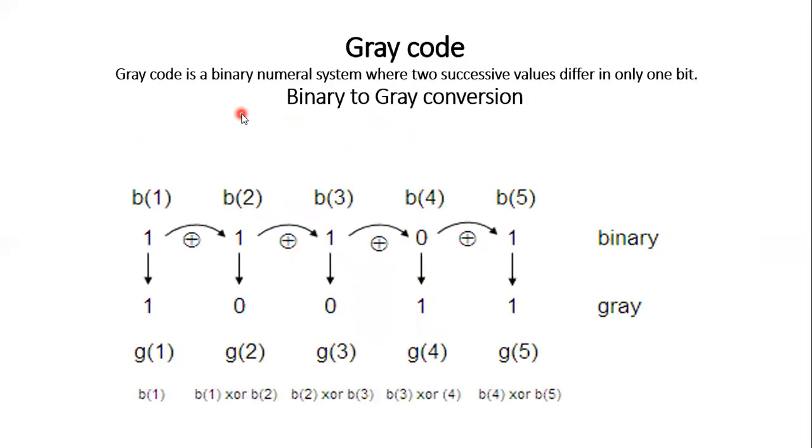Now, gray code. The gray code is a binary numeral system where two successive values differ in only one bit.